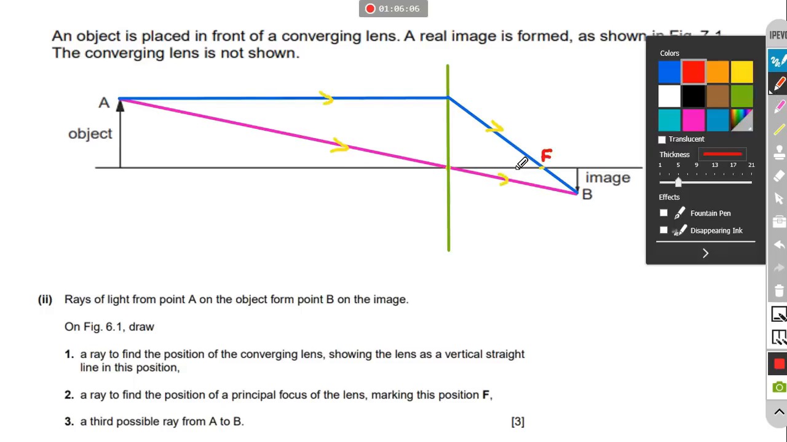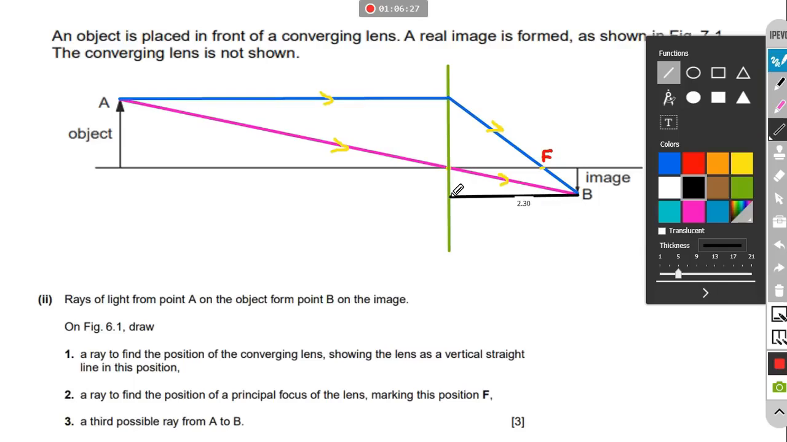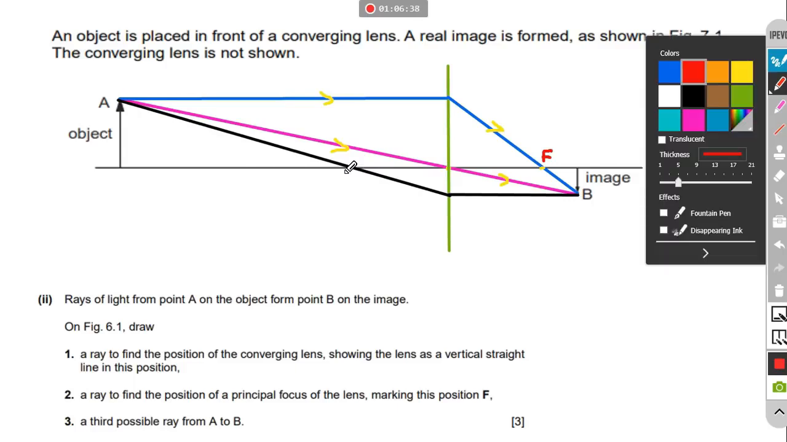And then they want a third possible ray from A to B. So another one would be the opposite. The third standard ray should be from this point to this point. Then definitely this point must be F on the other side of the lens. And that's it.